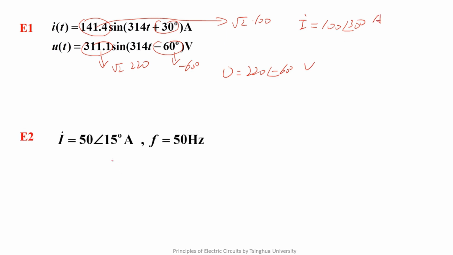Let's see the second example. The modulus, initial phase angle, and the frequency are all known. We need to express it in the time domain. According to the mapping relationship, we can easily find that the current equals the square root of 2 times 50 times sine(2 pi times 50t plus 15 degrees). The unit is ampere. Based on the one-to-one mapping relationship, we can easily map the time domain expression and the phasor expression of any sinusoid.